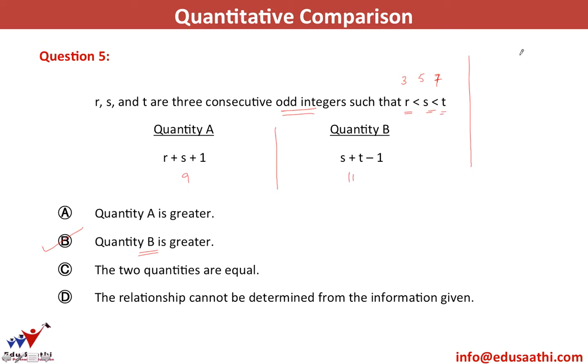In that way, the method would be, you can keep R as R, S can be written as R plus 2 because they are consecutive, and T can be written as R plus 4. They are all consecutive values that I have. So I can just put back the values: R plus S plus 1, so R plus 2 plus 1. So this will be 2R plus 3. This value would be S can be written as R plus 2, R plus 4. So this will be 2R plus 6 minus 1, plus 5. So if I compare it, option B or quantity B will always be greater than quantity A.